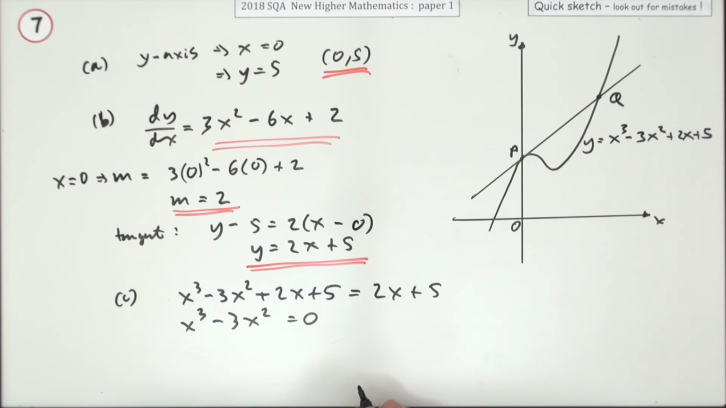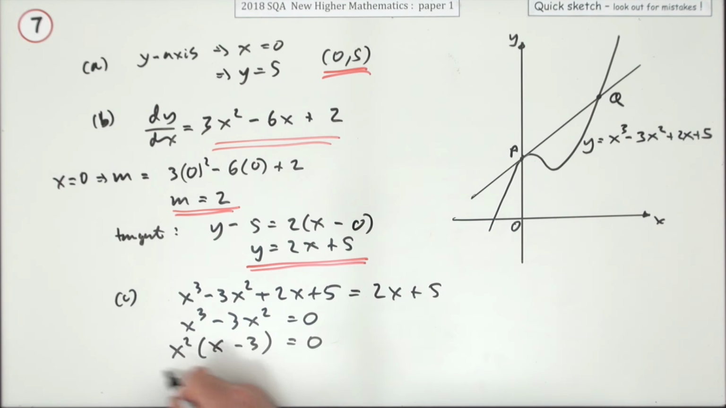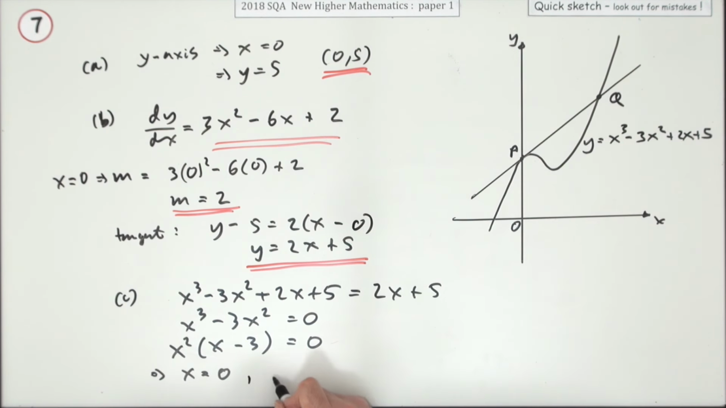Those terms cancelling out. Now that makes that extremely easy to factorise. It's got a common factor of x squared, leaving x minus 3, which means you've got x equals 0 as a double root, and that's right, that was the tangent point, and x equals 3 as the sole one, the clean cut. So that means at Q, x equals 3.